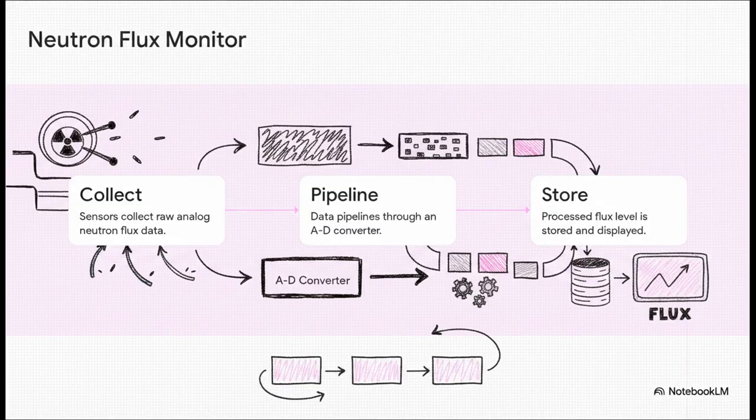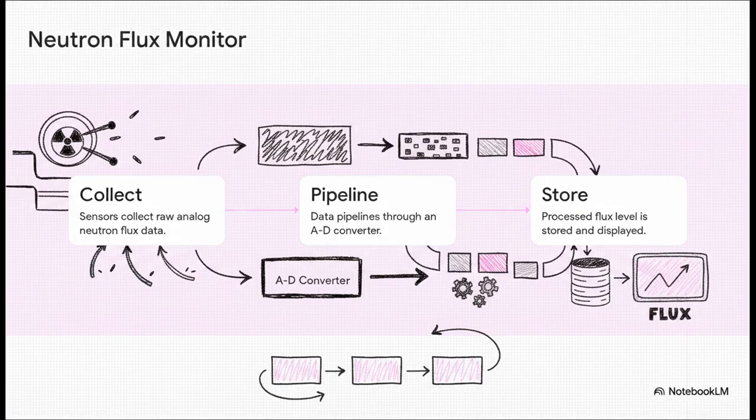The textbook uses a nuclear reactor neutron flux monitor to illustrate this, and it's a brilliant example. In a nuclear reactor, physical reactions happen incredibly fast. Sensors are constantly generating raw analog data about the density of neutrons. This raw data is rapidly pipelined into a buffer, pulled out by an analog-to-digital converter, pushed into another buffer, and then processed to calculate an average flux level before finally being stored and displayed. If this wasn't pipelined, incoming data would literally be lost while the system was busy processing the previous batch.